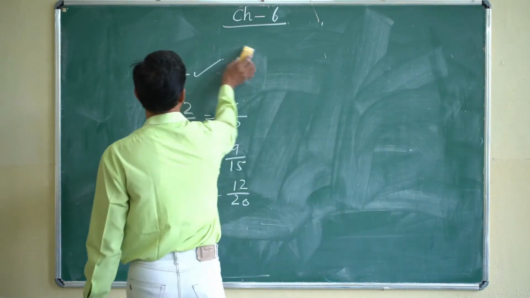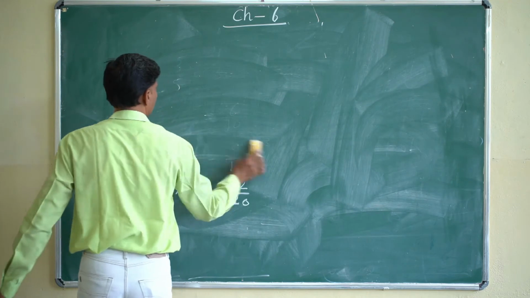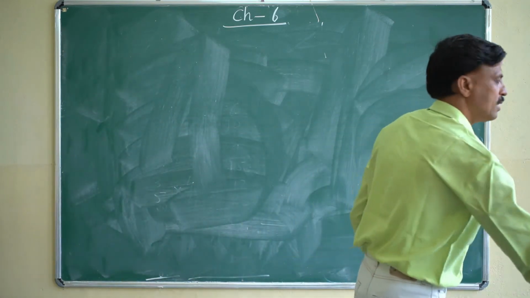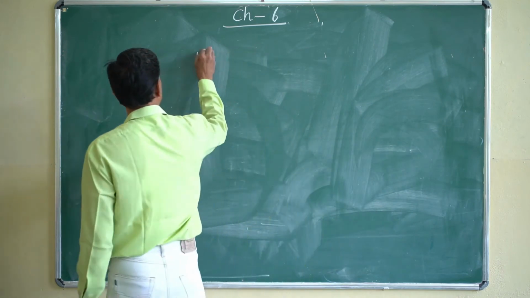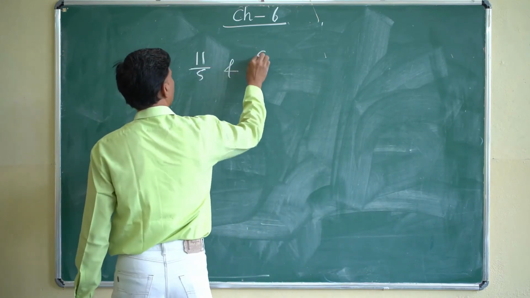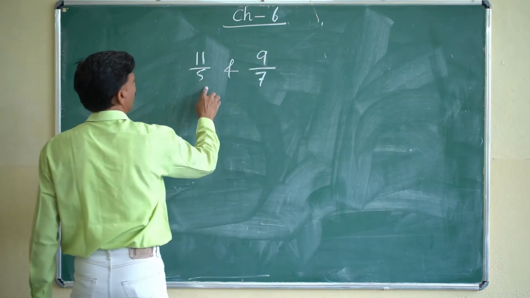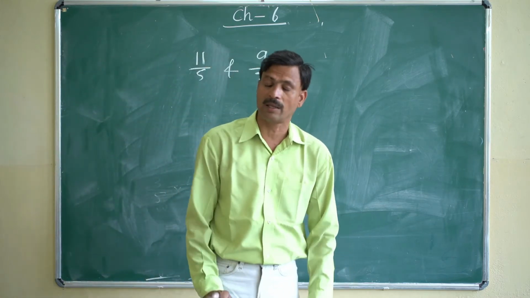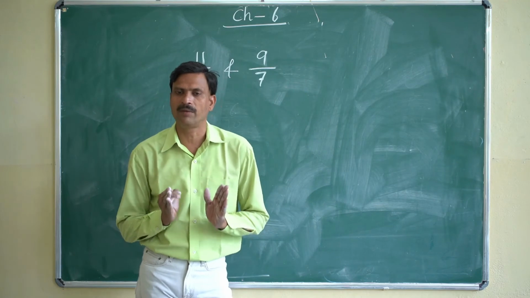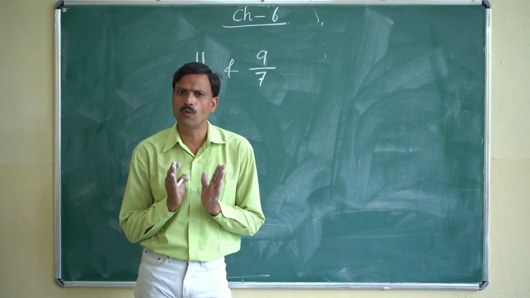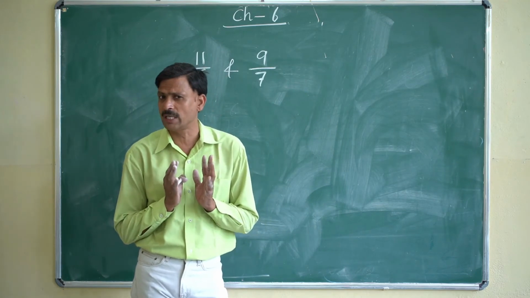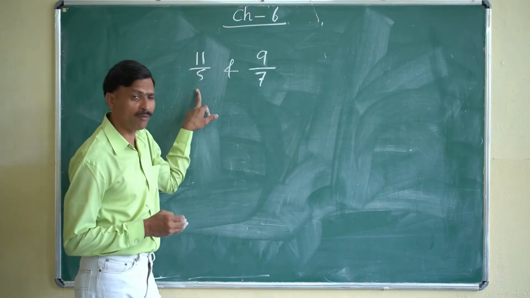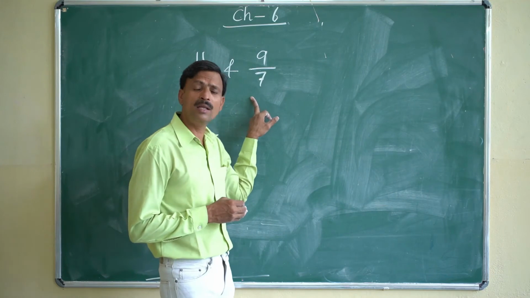Suppose the question is 11 by 5 and 9 by 7. This 11 by 5 and 9 by 7 we have to compare. We want to find out which fraction is greater and which is smaller. Out of these, is 11 by 5 greater or is 9 by 7 greater?